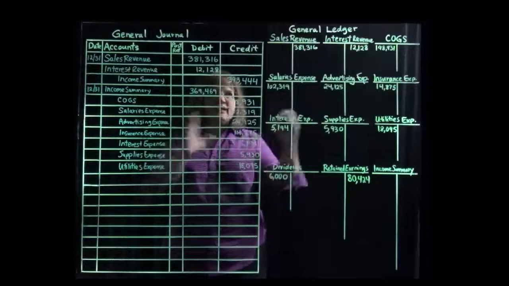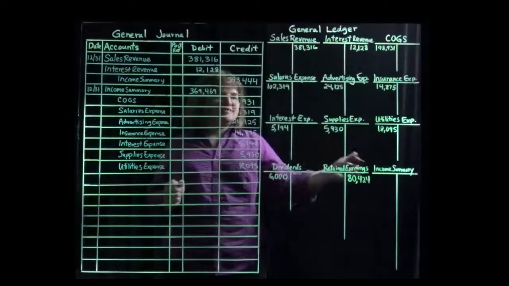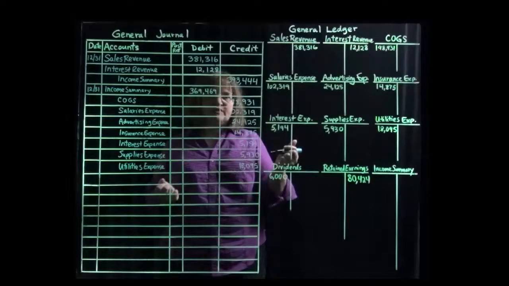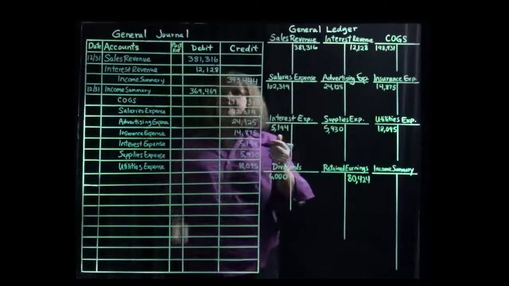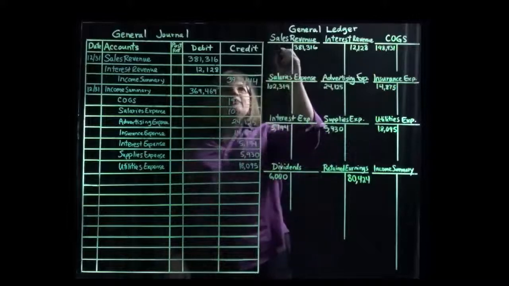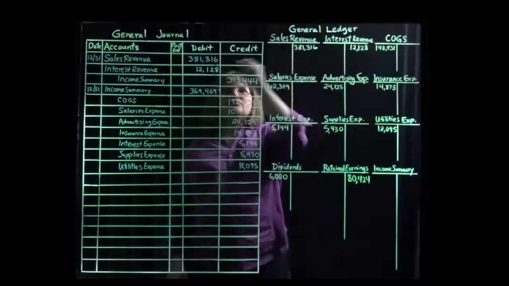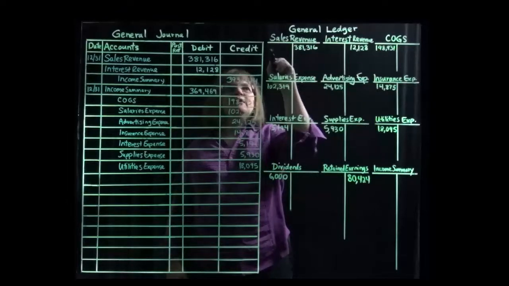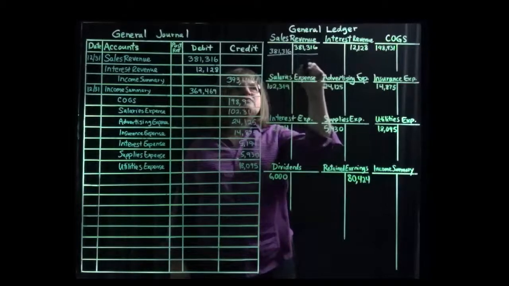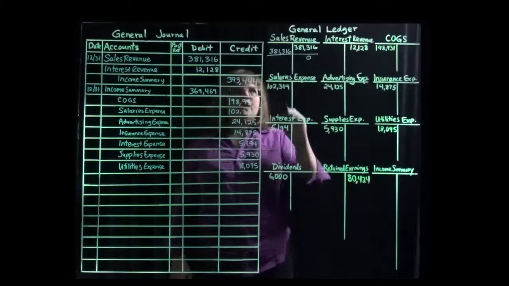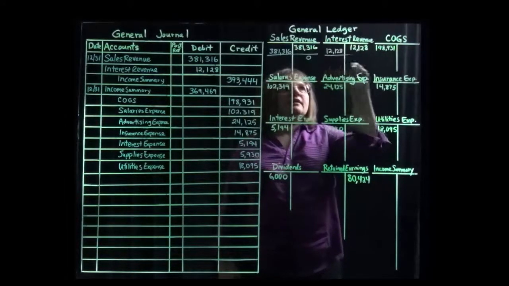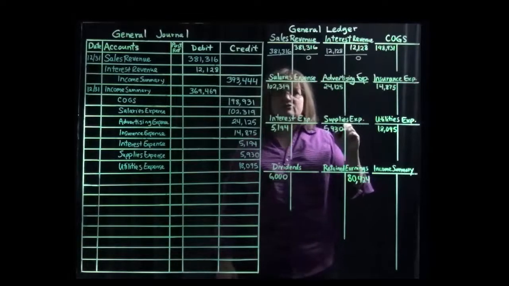To see the role that the income summary is playing, I want to go ahead and post these first 2 closing entries into our general ledger so that you can see what's happening in the income summary, because our third entry is going to be to close the income summary into retained earnings. So let's take a look. We're debiting the sales revenue for $381,316. To post that journal entry, we basically transfer it over to here, and so we debit sales revenue for $381,316, which then gives us a 0 balance in sales revenue. We then debit the interest revenue for $12,128, and that gives us a 0 balance in the interest revenue.